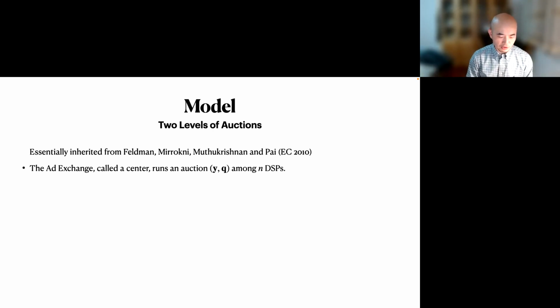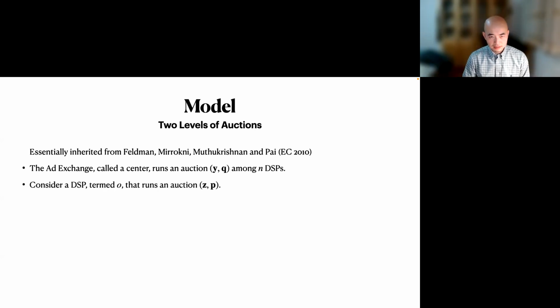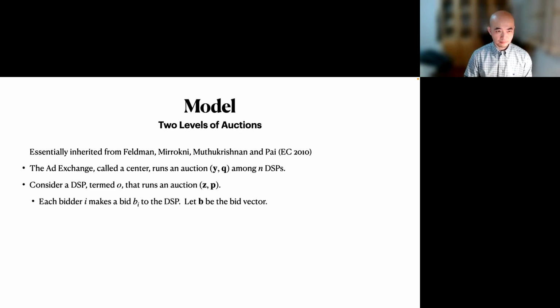Let me first talk about just the two-level auctions. The center, the ad exchange, runs an auction among n DSPs. I'm going to use Y and Q to denote the allocation and payment rules for the center's auction. And then a typical DSP, which we term O, also runs an auction among its advertisers. I'm going to use Z and P to denote the allocation and payment rules for this auction.